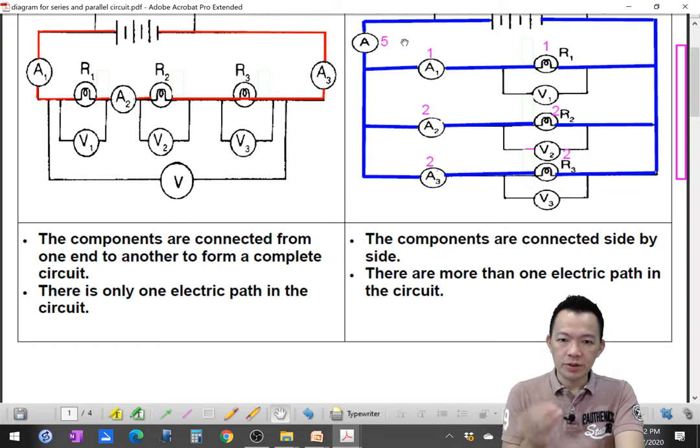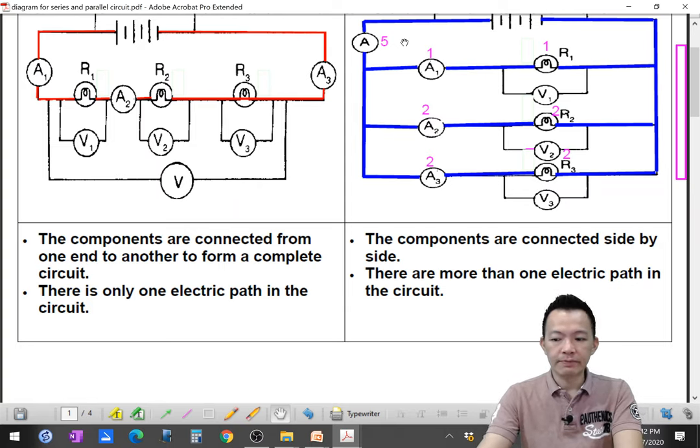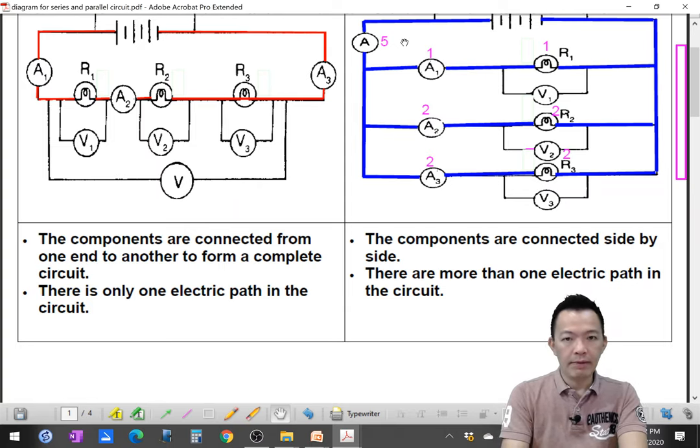That's all for this video. And in the next video, we're going to discuss the details of the series and parallel circuit. 那个比较麻烦的, okay? So, bye-bye.